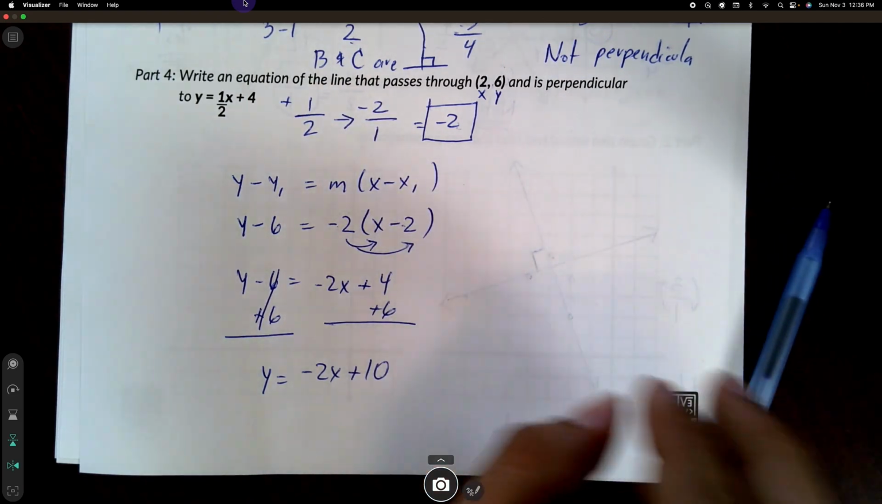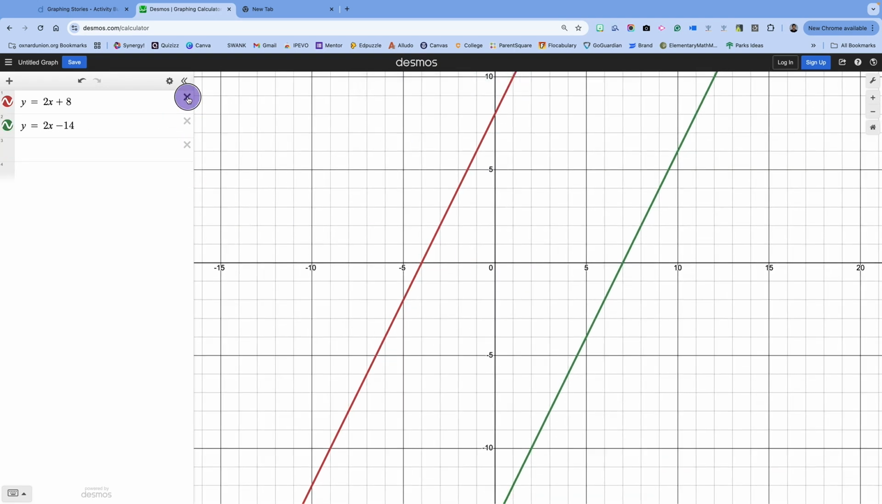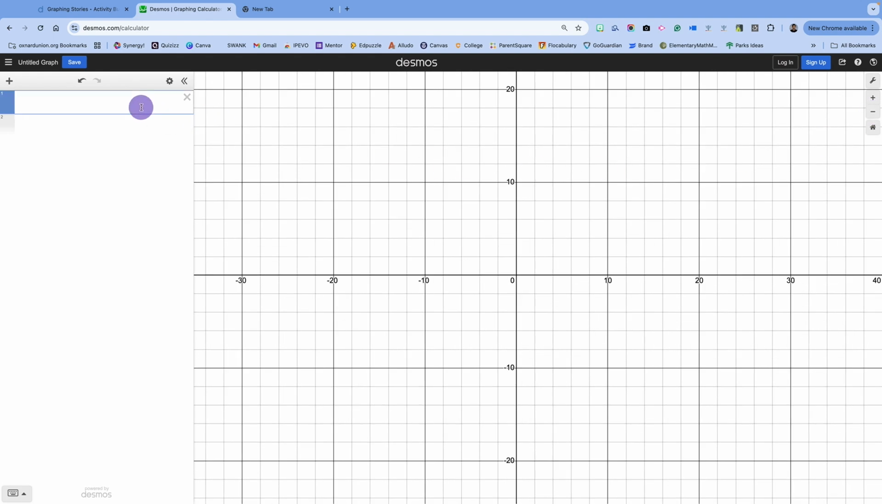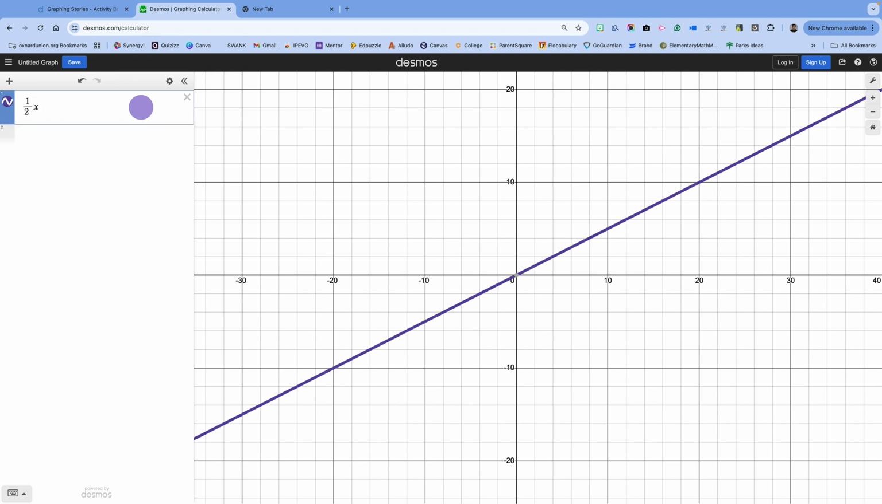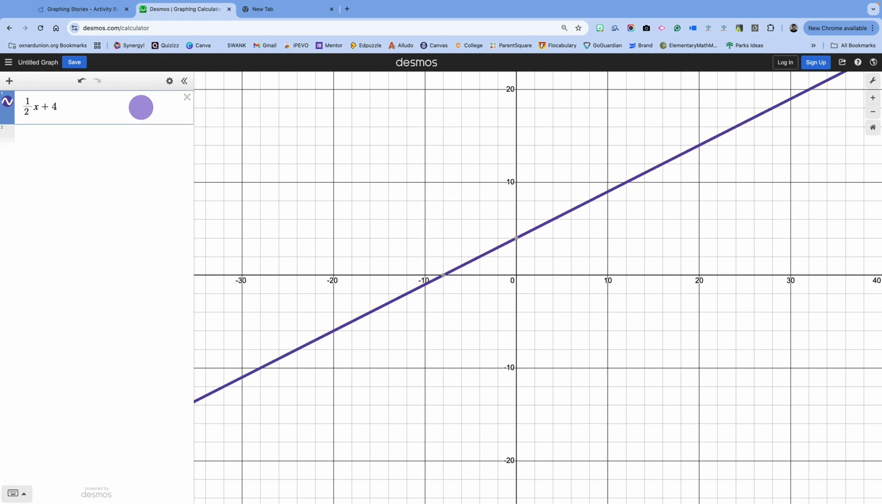Let's see if we can double check our answer by going on to Desmos. Here's the Desmos calculator. Let's get rid of all of these and start over fresh. Zoom out a bit. Our first equation was 1 divided by 2x plus 4. And we wanted a line that went through 2 comma 6.